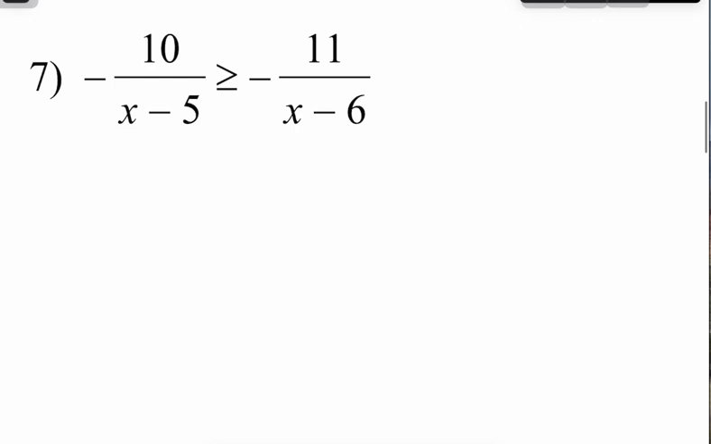Okay. Put your multiple pieces, please, in parentheses. We have to first relate it to 0. So we're going to add the 11 over x minus 6 to the other side.